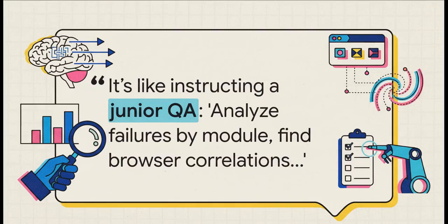Honestly, the best way to think about this is like you're briefing a new junior QA on your team. You wouldn't just say, hey, go look at the failures. No way. You'd get specific, right? Analyze these failures by module, find any correlations with browser type, and I want a CSV file. You do it for a person, so you have to do it for the AI.